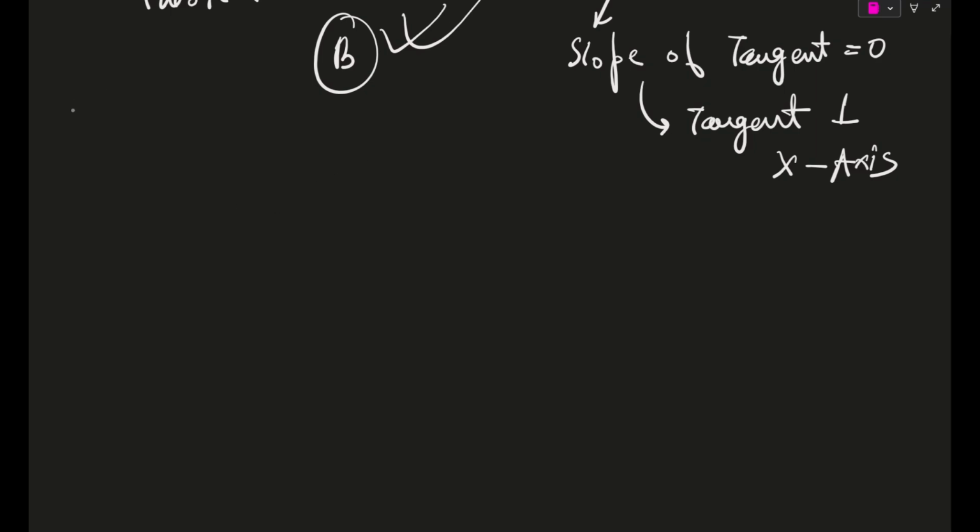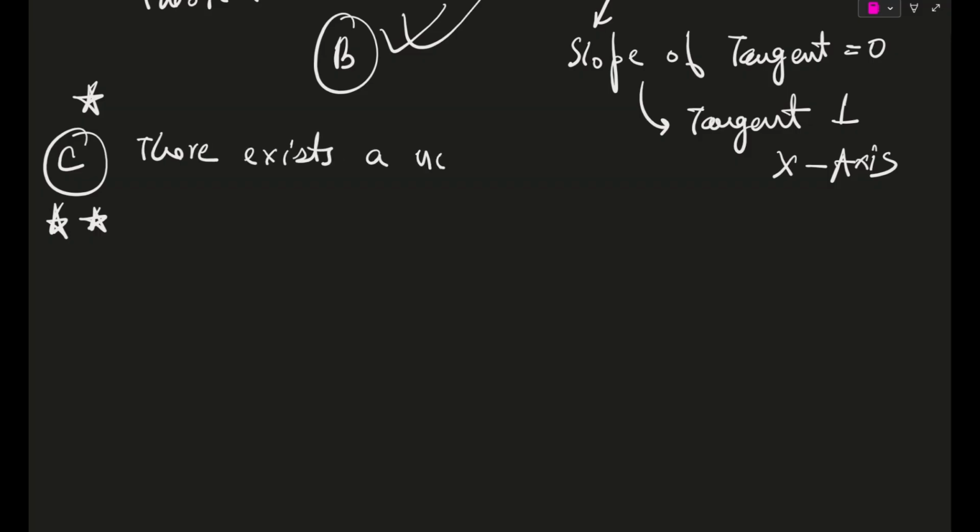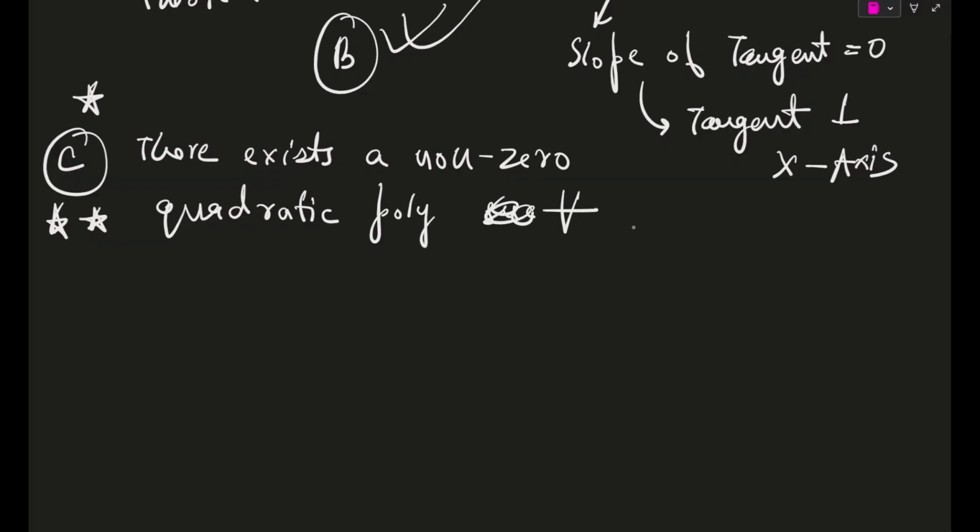Okay, so guys, moving on to option number C. This is actually the most interesting option. Option C says that there exists a non-zero quadratic polynomial, I'm writing the statement because that's important, such that, or you can also use the symbol for which, p of cosine pi x by 2 belongs to S.